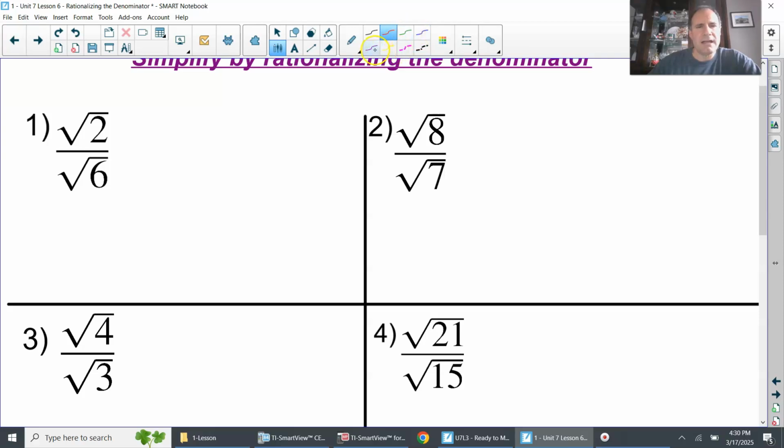More practice here, simplified by rationalizing the denominator. And we're going to do that right here. Square root of 6 over the square root of 6. Rationalizing the denominator, you're multiplying by a version of 1. So this is square root of 12.